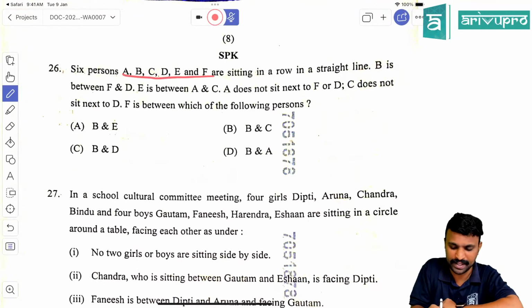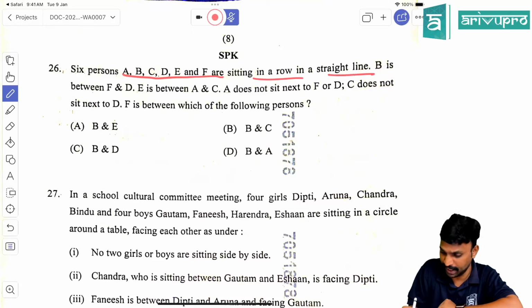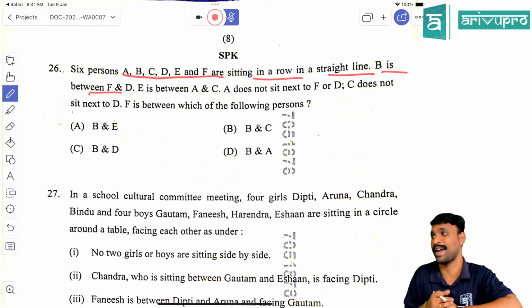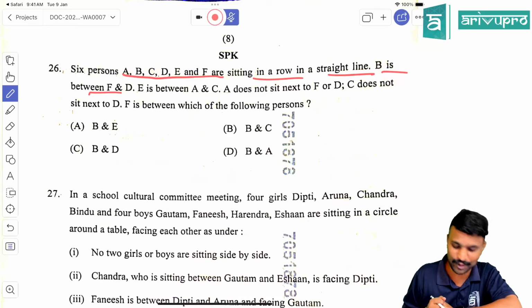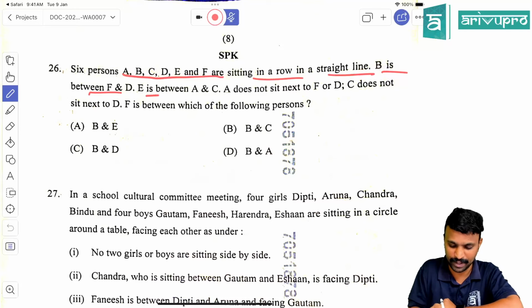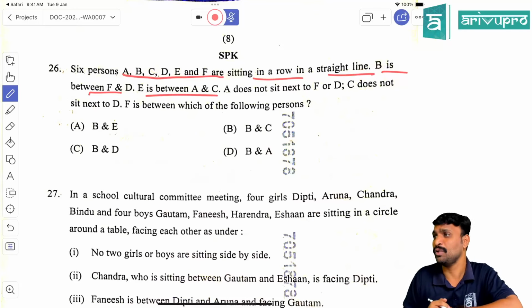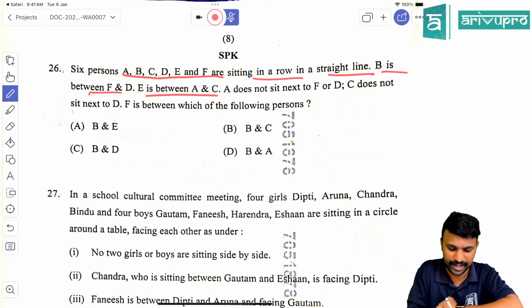6 persons A, B, C, D, E, F are sitting in a straight line. B is between F and D. This question I have discussed in the marathon videos. Yes or no? B is between F and D. E is between A and C. Guys, there are 2 statements having equal weightage. B is sitting between F and D and E is sitting between A and C. It's your wish which one you want to start first.